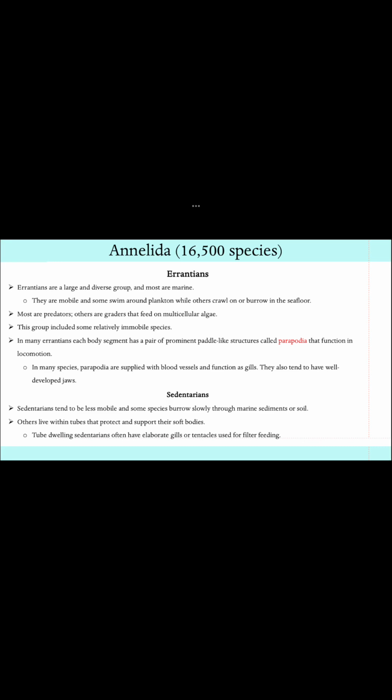In many Errantians, each body segment has a pair of prominent paddle-like structures called parapodia that function in locomotion. Sedentarians tend to be less mobile, and some species burrow slightly through marine sediments or soil. Others live within tubes that protect and support their soft bodies. Tube-dwelling sedentarians often have elaborate gills or tentacles used for filter feeding.